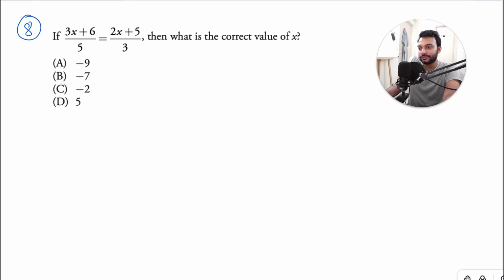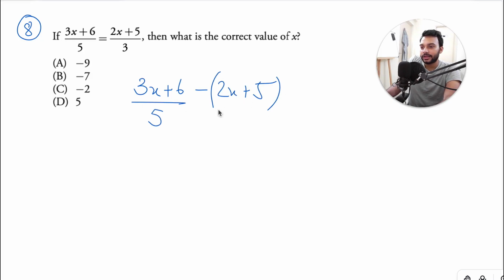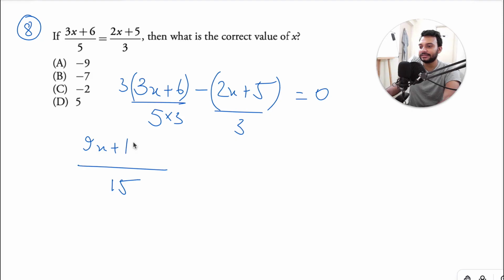So on the left hand side you get 3x plus 6 over 5 minus 2x plus 5 over 3 is equal to 0. One way is this, and now we do fraction subtraction. So 5 and 3, the lowest common multiple or the common denominator is 15. 5 times 3, so this also times 3. So 9x plus 18. 9x plus 18 minus 3 times 5, so this also times 5. 10x minus 25 is equal to 0.